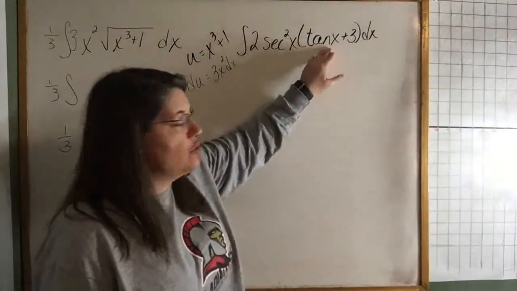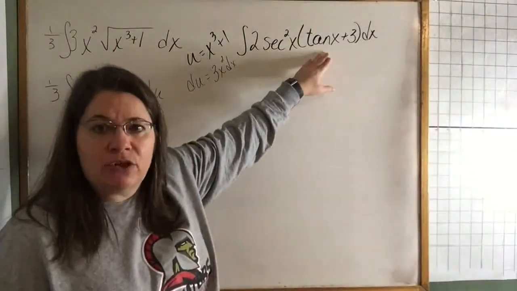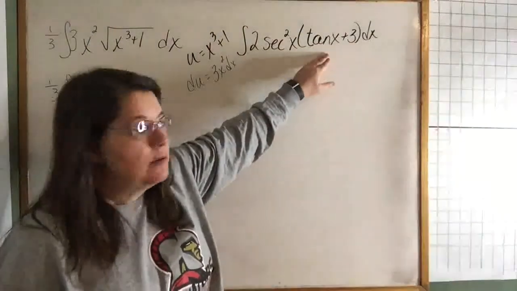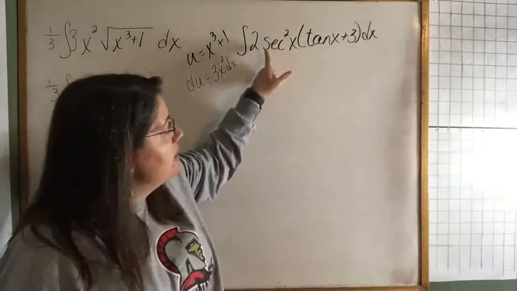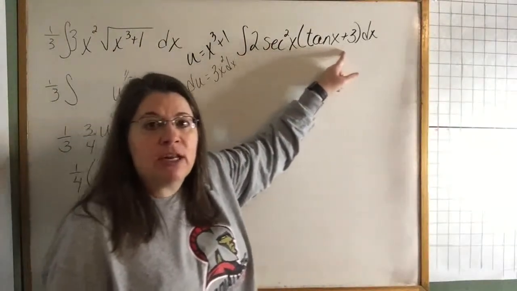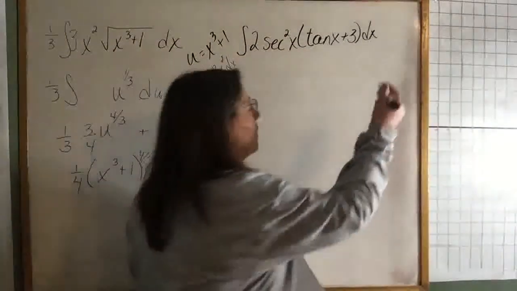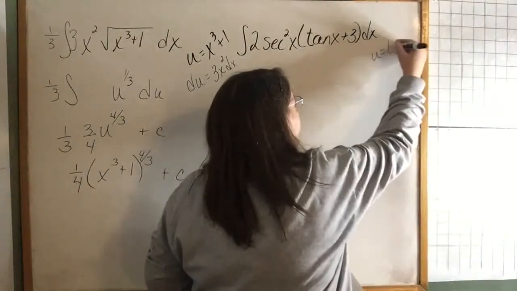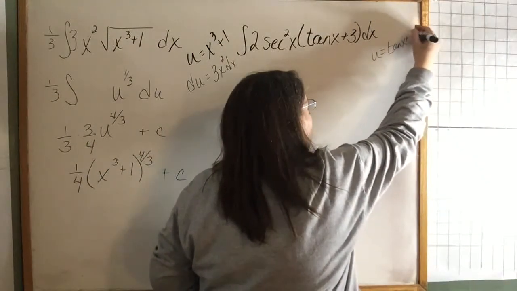Let's think about tangent. Do we have the derivative of tangent? The derivative of tangent is secant squared. So derivative of tangent is secant squared. I would let u equal tangent x plus 3. So my u is tangent x plus 3.